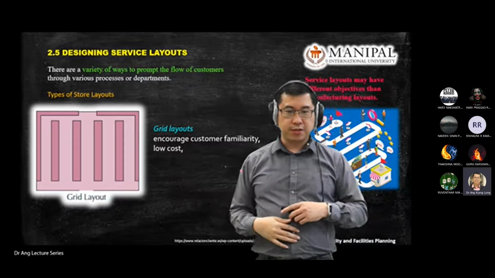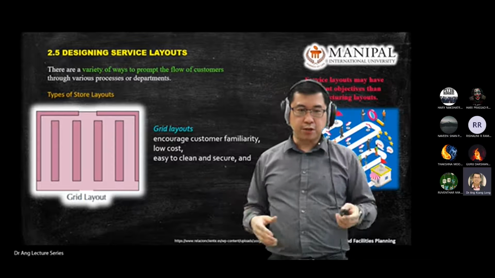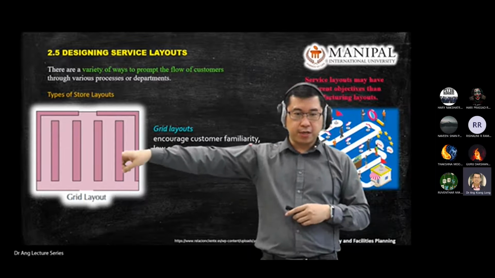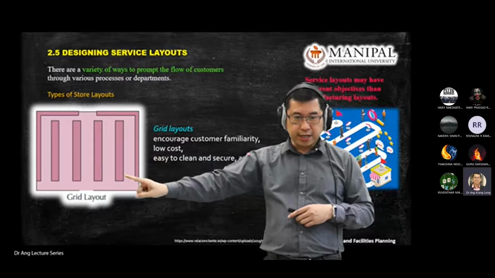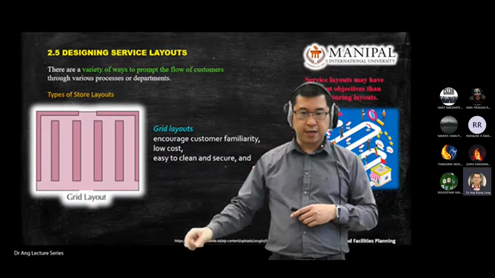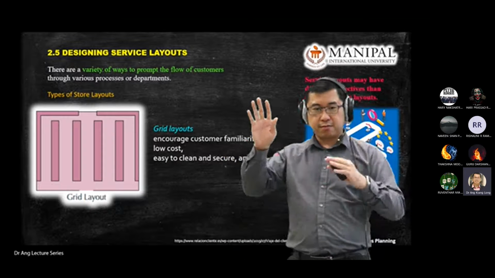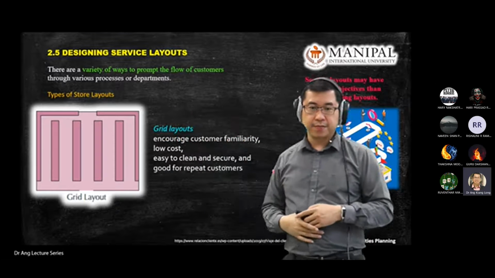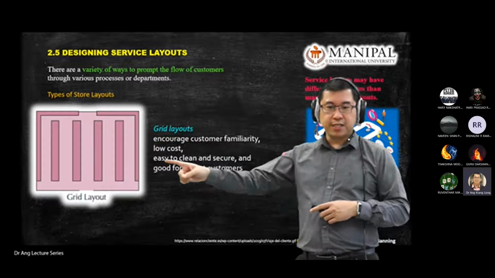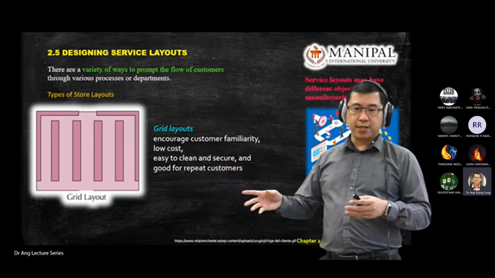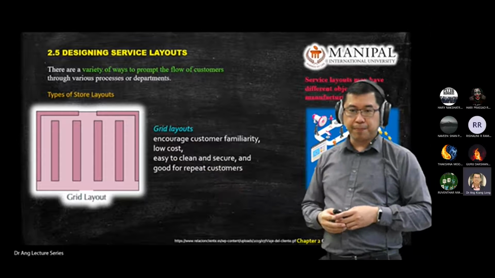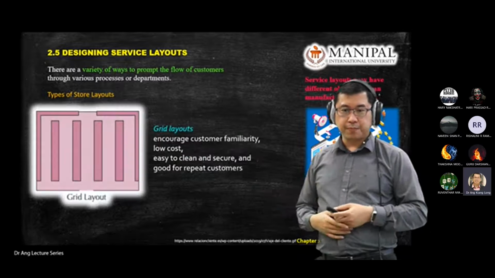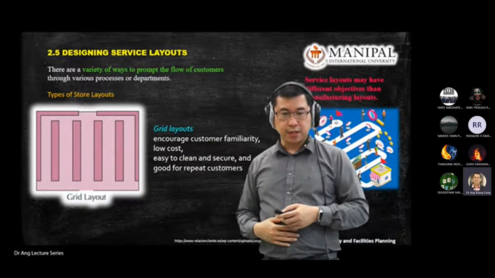They are very low cost because you don't need to have a lot of movement. You just put it there, display. Easy to clean and secure because you have this rectangular layout, the cabinets here. You can lock them. You can clean also. You have a standard procedure to clean. Very easy to clean. Usually, this kind of setup is for standard products, and you cater for repeat customers, or old customers, right? This is for the grid layout.